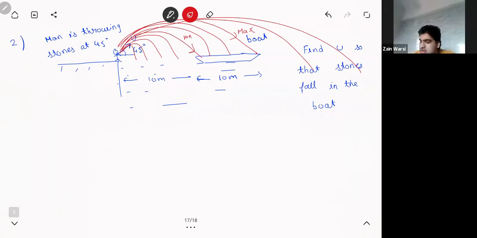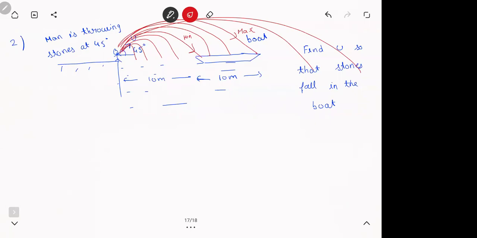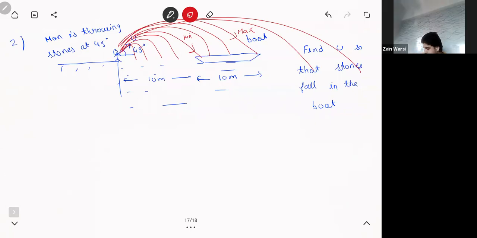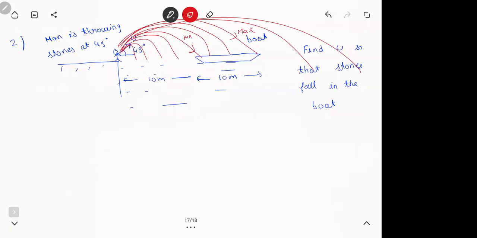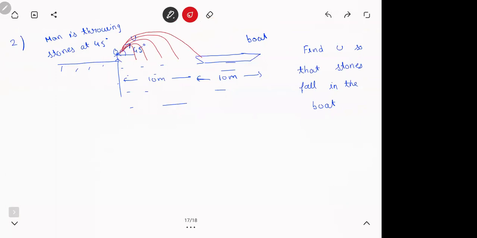Sir, from 10 meters per second to 10 meters per second. Yeah, so that means there is a minimum value and there is a maximum value. Make sense? There is a minimum speed which you can throw and a maximum speed. Anything between that, the stone falls in the boat. This is your minimum. This is your maximum. When you're hitting the left edge of the boat, the speed is minimum. When you're hitting the right edge of the boat, the speed is maximum.